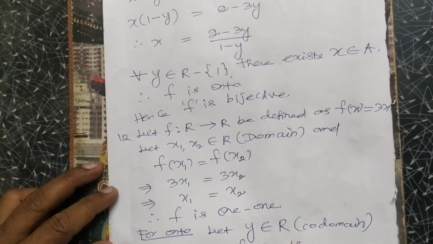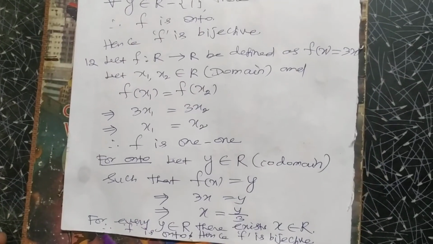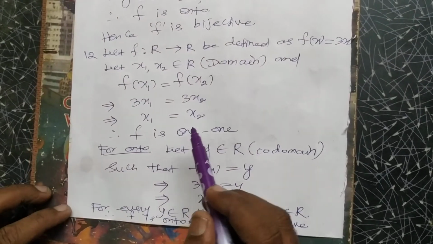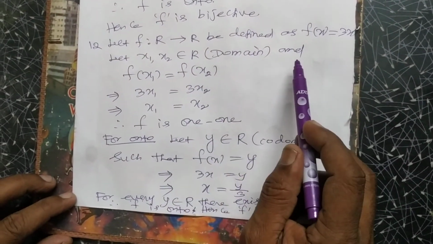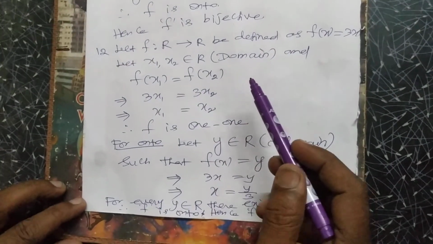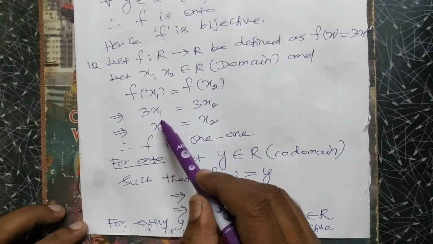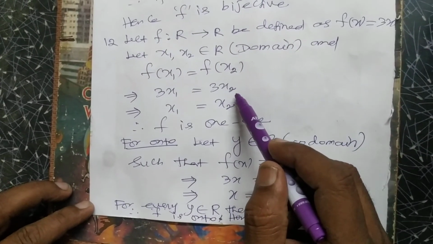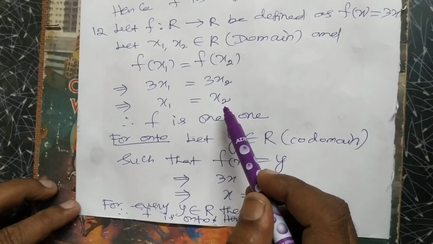Then in exercise 1.2, that is the last one, you are given f of x equal to 3x, domain and codomain are real numbers. You take two elements, x1, x2 belongs to the domain, such that f of x1 equal to f of x2. As f of x is 3x, then f of x1 will be 3x1. As f of x is 3x, f of x2 will be 3x2. Then dividing by 3 on both sides, x1 equal to x2.